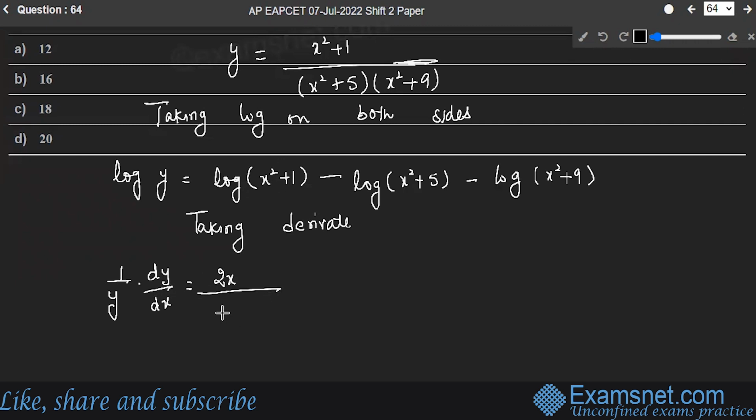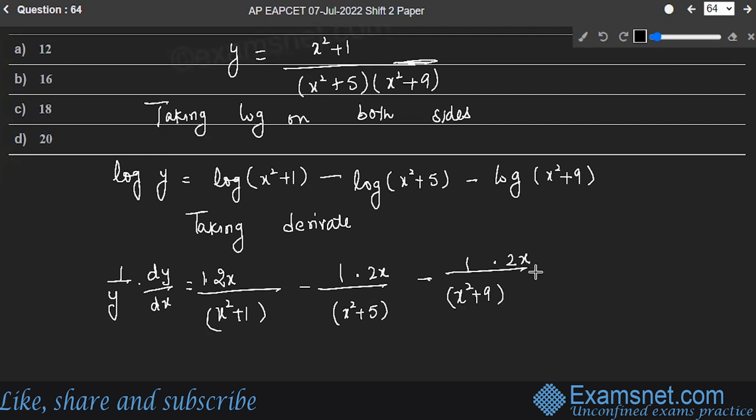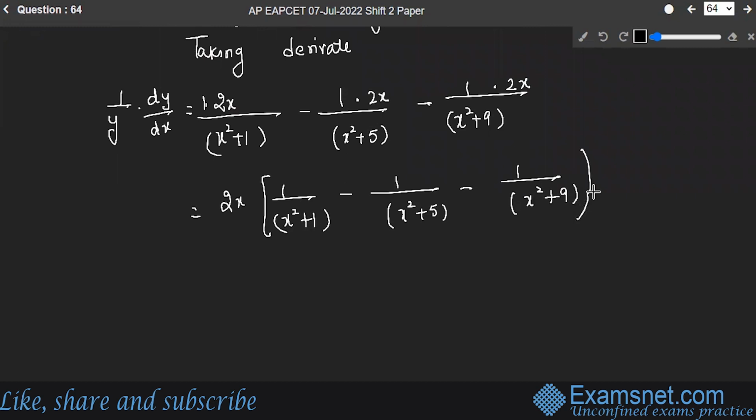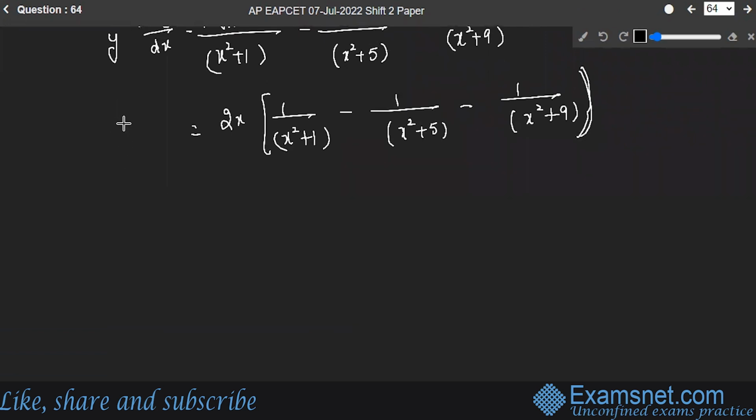Okay. So the derivative of log of (x squared minus 1) will be 1 by (x squared minus 1) multiplied by the derivative of x squared, minus 1 by (x squared plus 5) into the derivative of x squared. 5's derivative will be 0. Minus 1 upon (x squared plus 9) into the derivative of x squared, which is 2x. Now let's take 2x common. This will be 1 by (x squared minus 1) minus 1 by (x squared plus 5) minus 1 by (x squared plus 9). So I'll take the y also. This is equal to dy by dx. Let's multiply y over here.